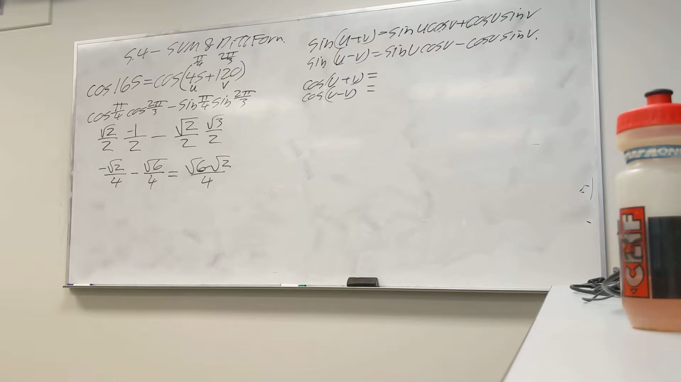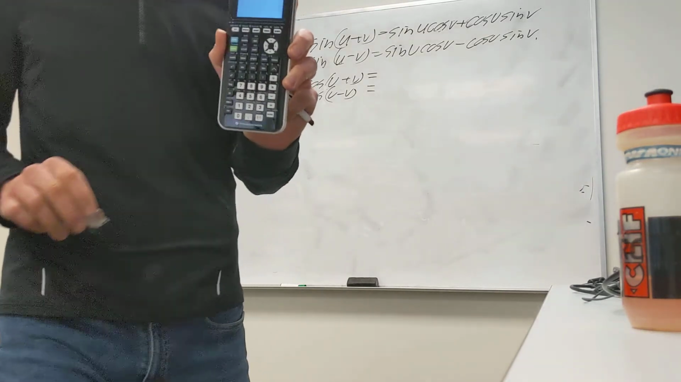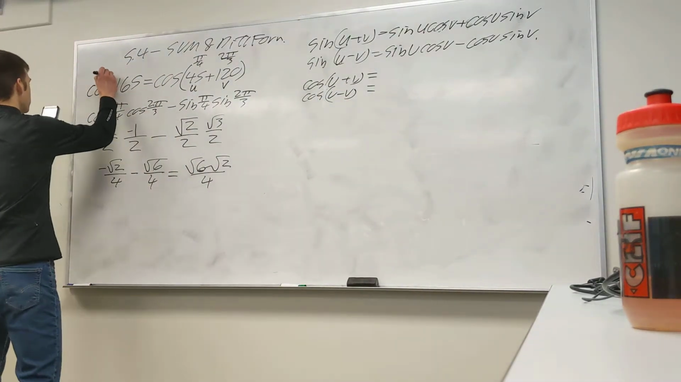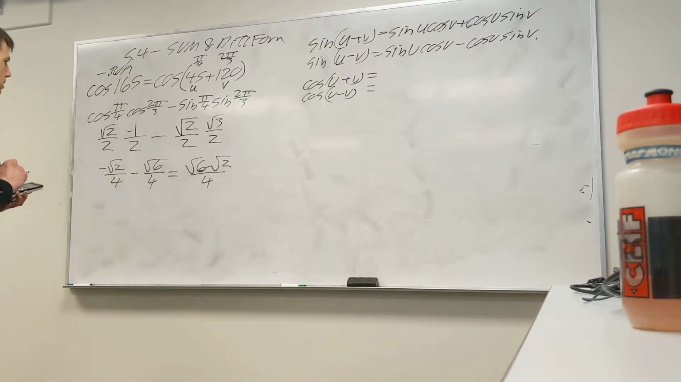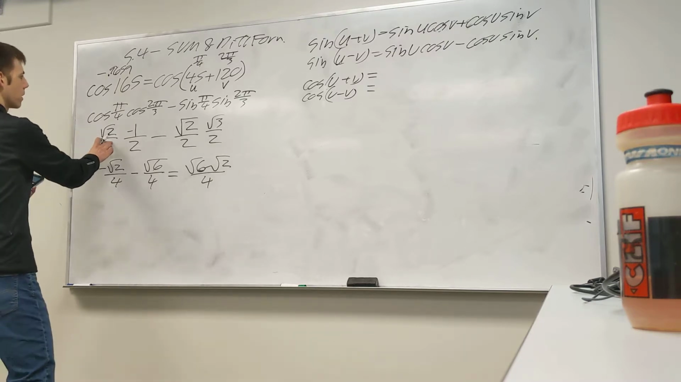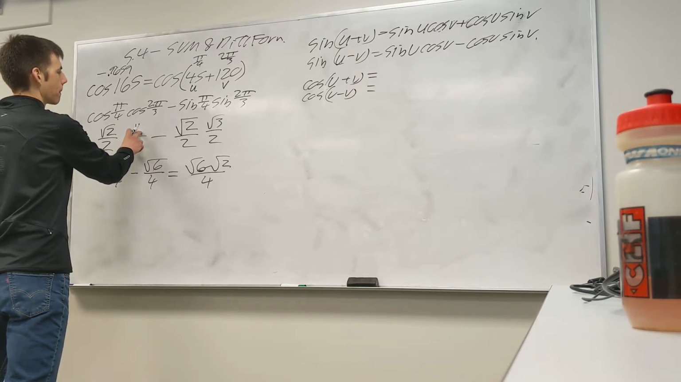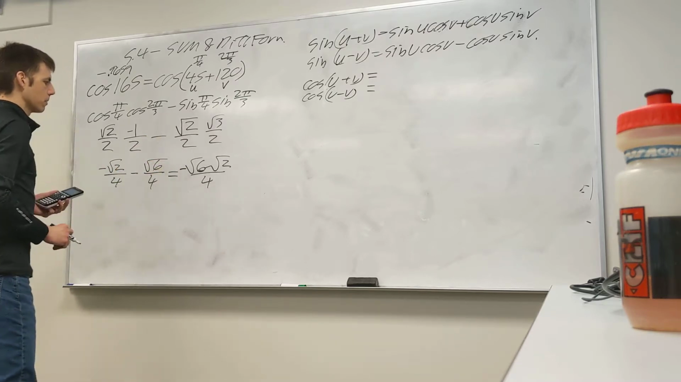Okay, so let's just check. Cosine of 165. Negative 0.9659, right there. Negative 0.9659. And let me see, cosine of pi over 4. Minus, sorry, that's a negative. There we go. Should be negative right there.